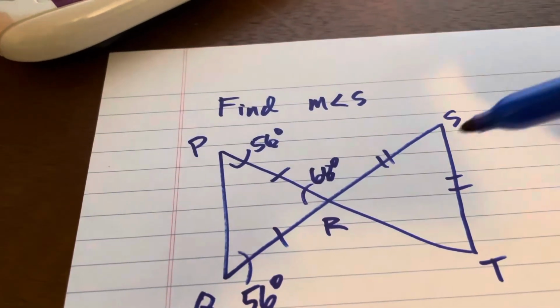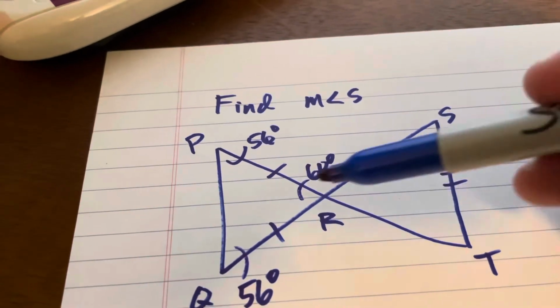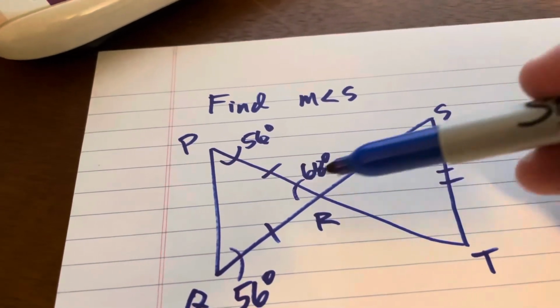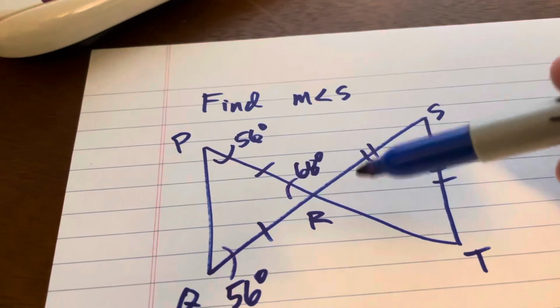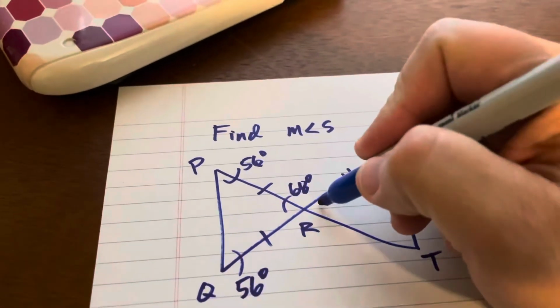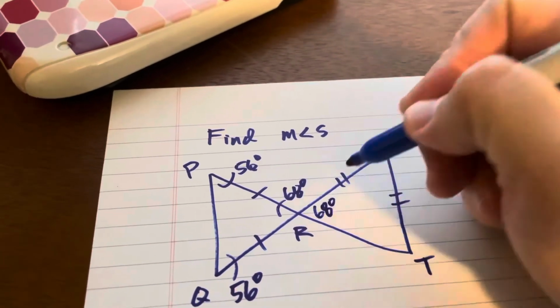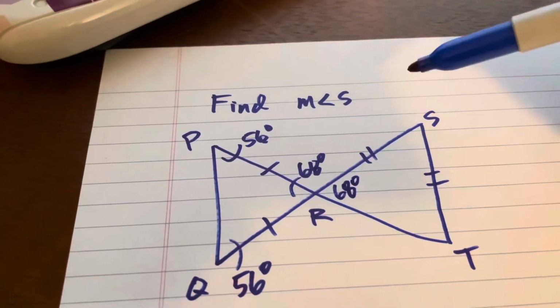And these are vertical angles. So we have intersecting lines here. So the angles that are opposite here, they're both going to be congruent. So this is 68 degrees right here.